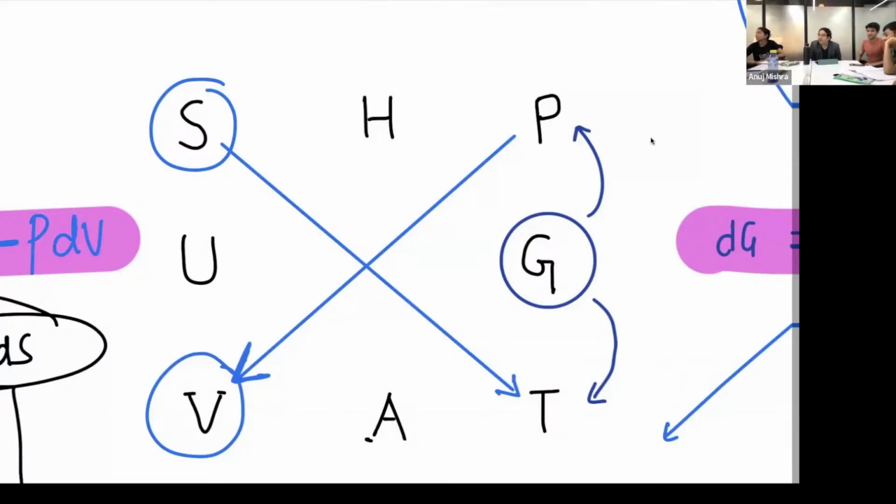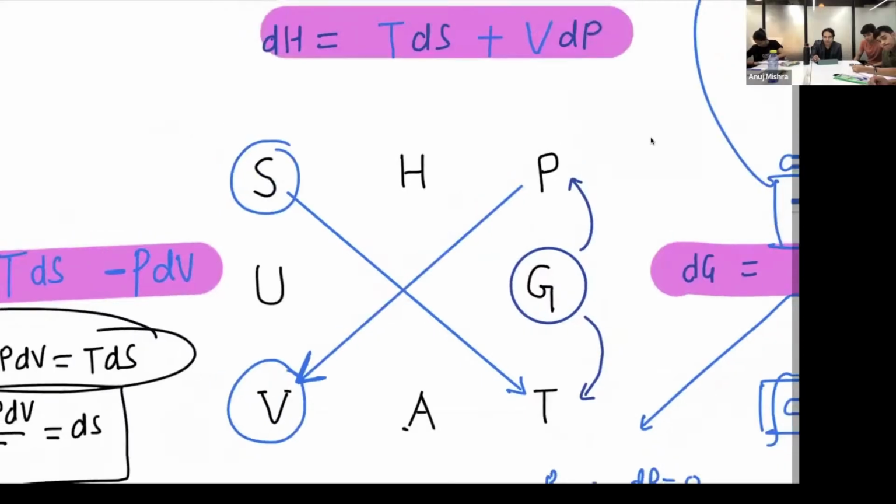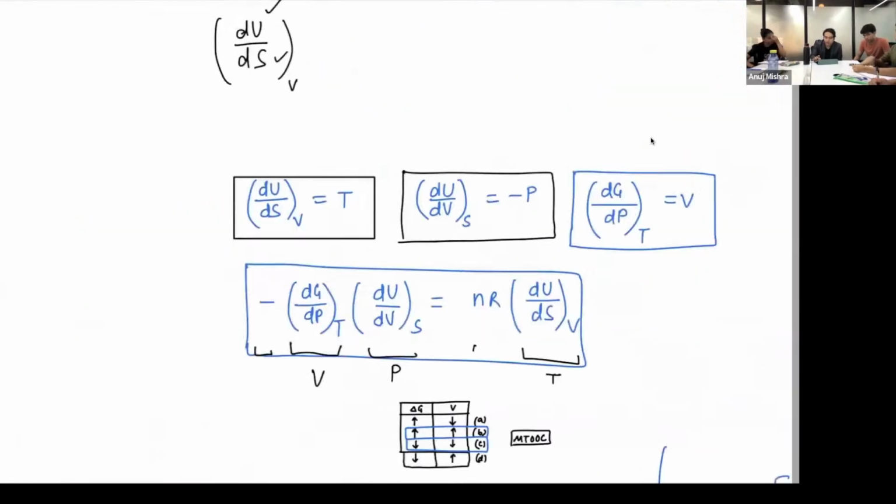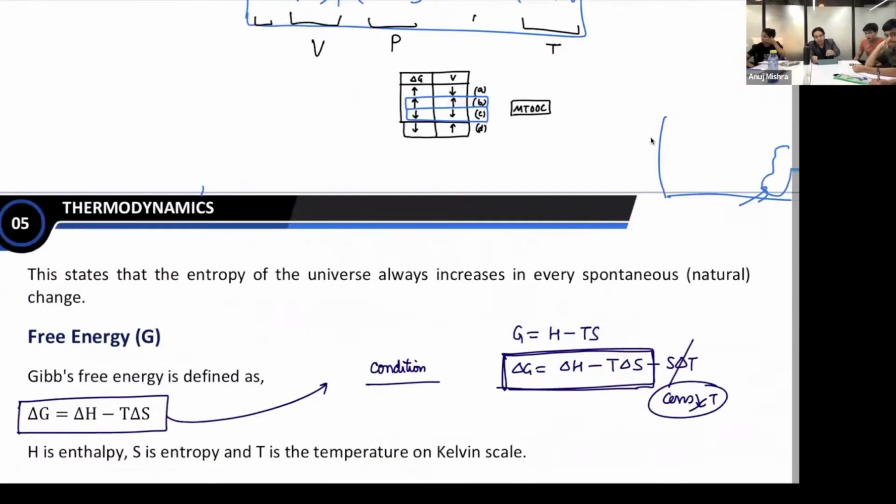Okay. SUV, VAT, SHP, PGT. Have you written it? Put both the arrows down. Now, arrows down, I'll just use a fresh page, otherwise it's confusing. Have you all done calorimetry?